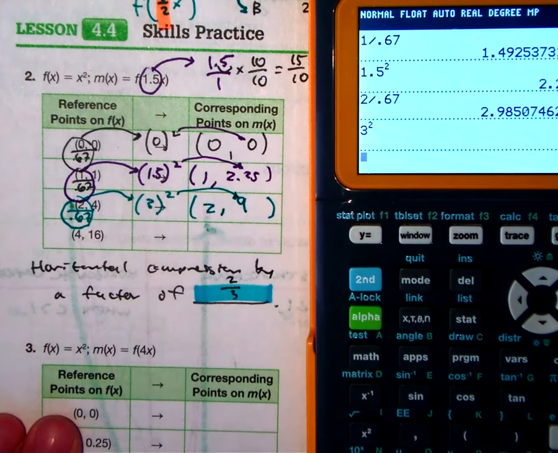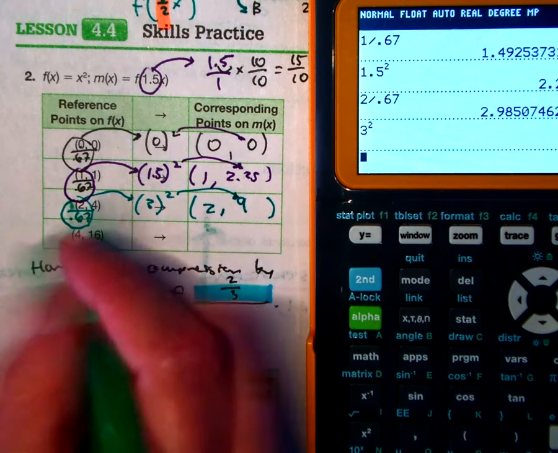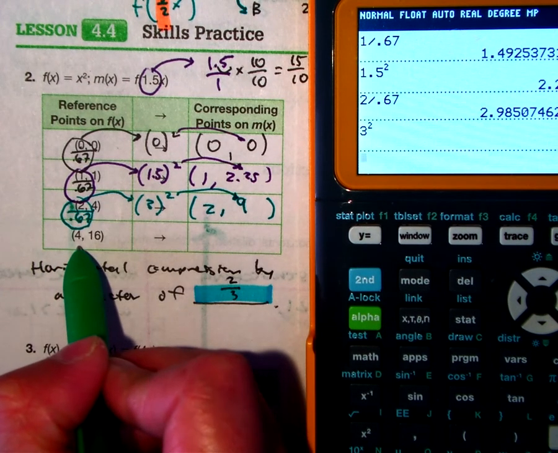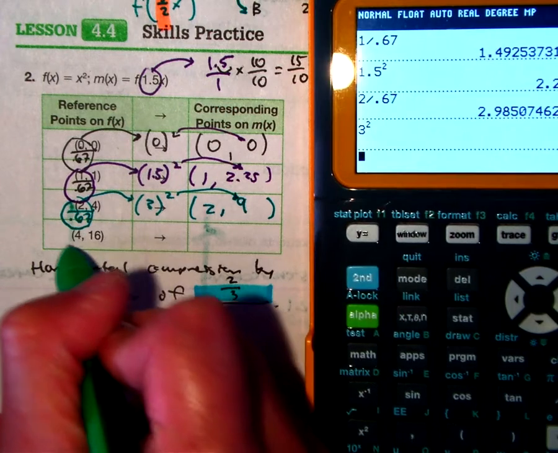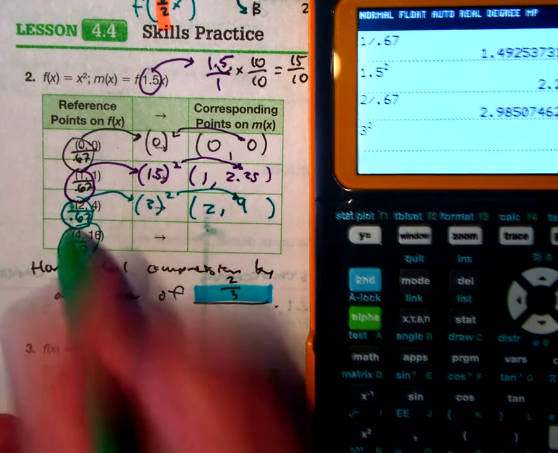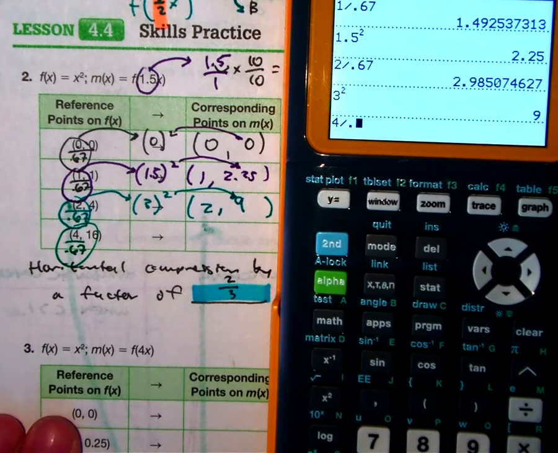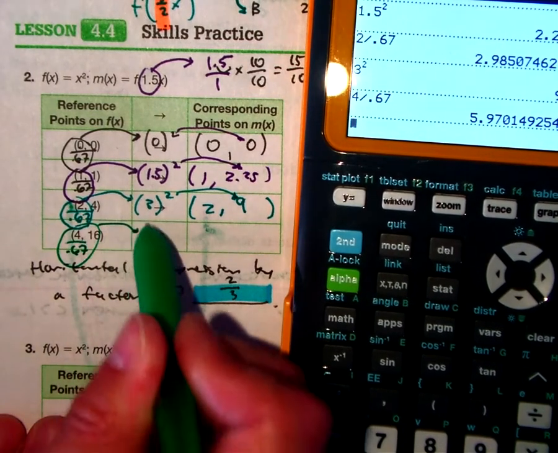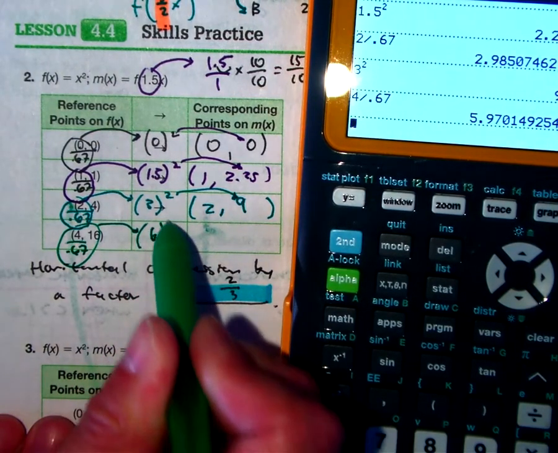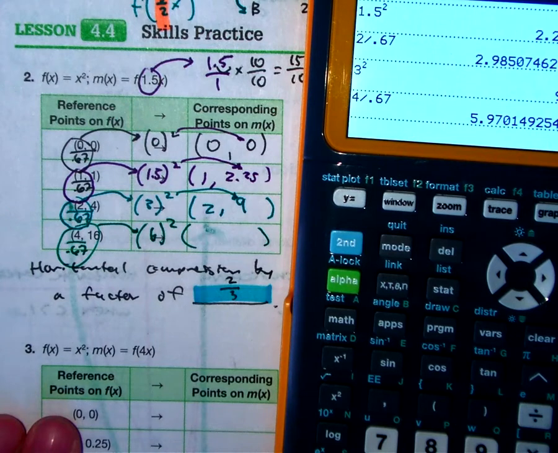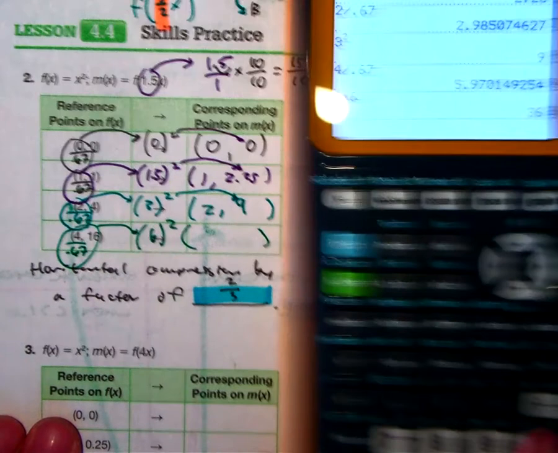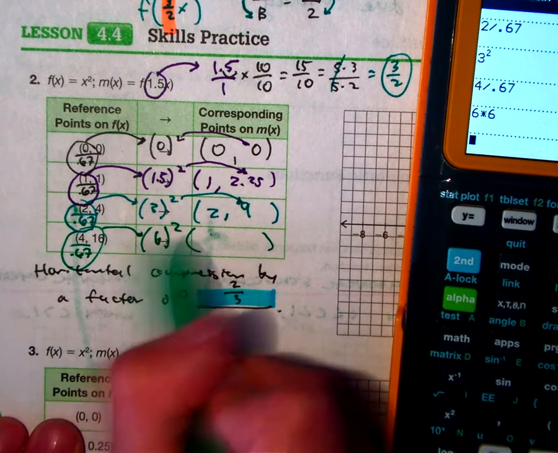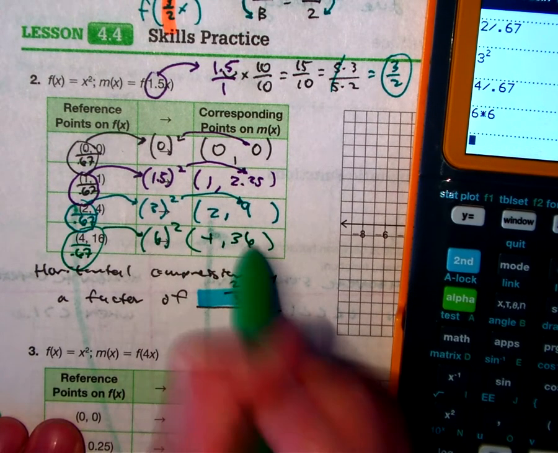Let's try another one. This one's just harder because we have a fraction. What do I do first? So 4 divided by 0.67 is approximately what number? 6. What do I do with the 6? 36. 6 times 6 gives me 36. So what do I write here? 4, comma, 36. Okay?